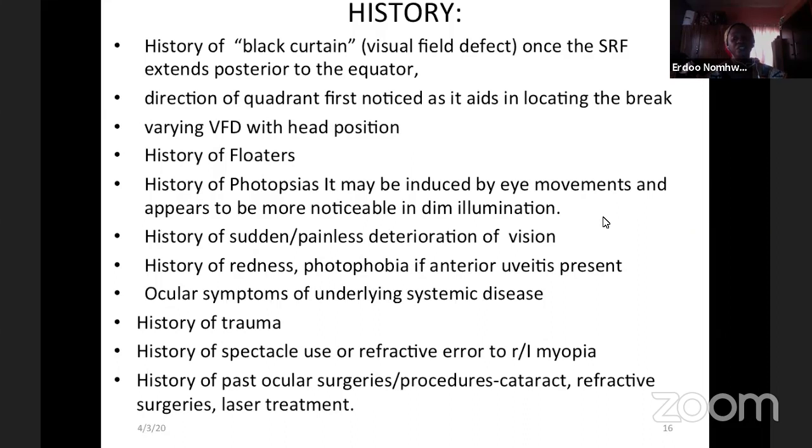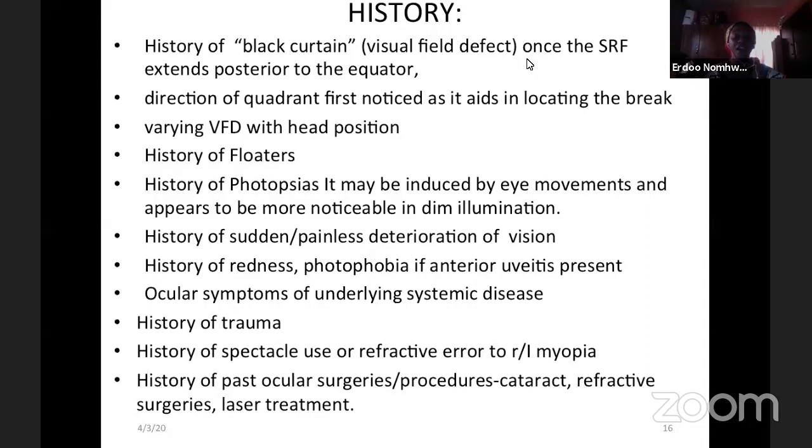So just looking at some of the clinical presentations that patients with retinal detachment will present with, I lumped them together, but the presentations are actually different for the different people. But as we go now, I'll try to differentiate. So most commonly, they'll come in with a history of black cotton defect. That's a history of visual field defects, once the subretinal fluid has extended posterior to the equator. So they tell you that they feel as if there's a veil or something trying to cover their vision.